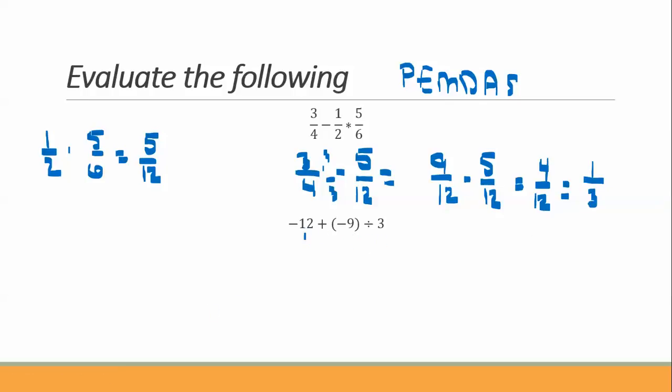This is just adding our negative numbers. So again, we're going to do division first. So we have -12 plus -9 divided by 3 is -3. So -12 plus a -3 is -15.